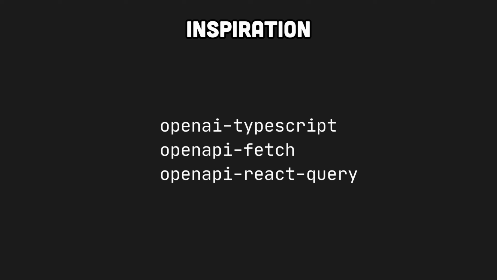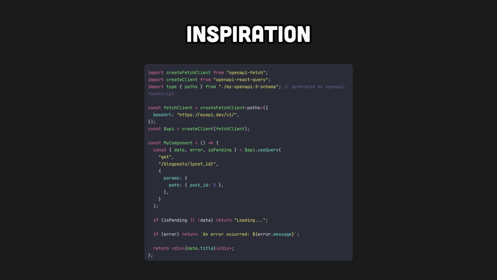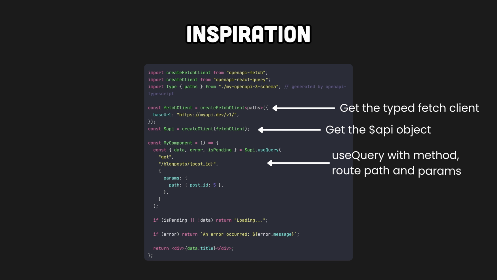The function we're gonna implement takes inspiration from three great projects: OpenAPI Fetch, OpenAPI TypeScript, and OpenAPI React Query. The combination of those three projects allows you to simply create fully typed Tanstack queries and mutations from an OpenAPI specification. As you can see on the example, the API is very similar. You derive a fetch client, then you create the $api using createClient and the fetch client as parameter. And finally, in your React component, you can use the useQuery function from the $api, and you specify the route name, the method, and the params.